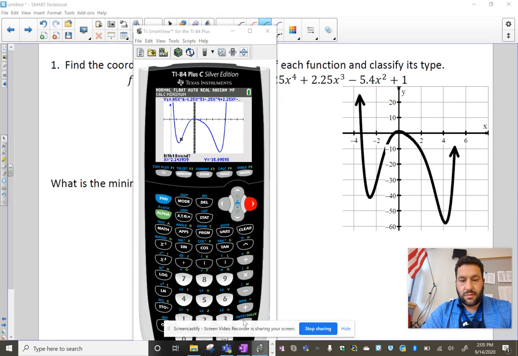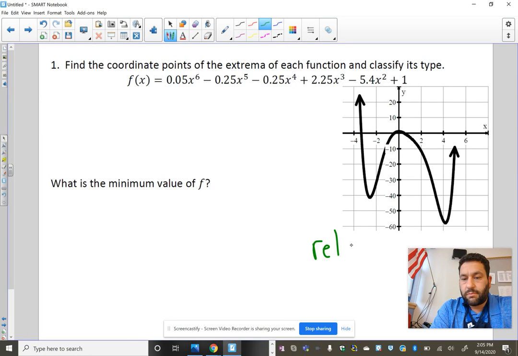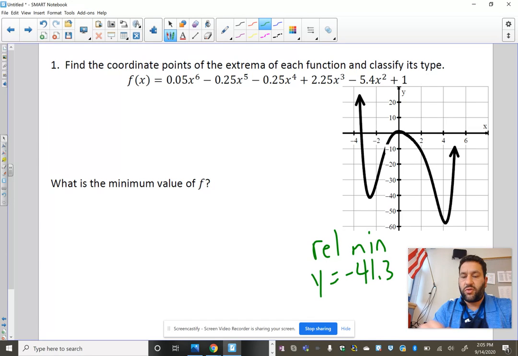Should say guess. Hold on, let me make sure I hit enter here. Hit it one more time where it says guess. And we see that we have a relative min at the point y is equal to negative 41.3. So let's write that down. Okay, we have a relative min at y is equal to, was it negative 41.3?